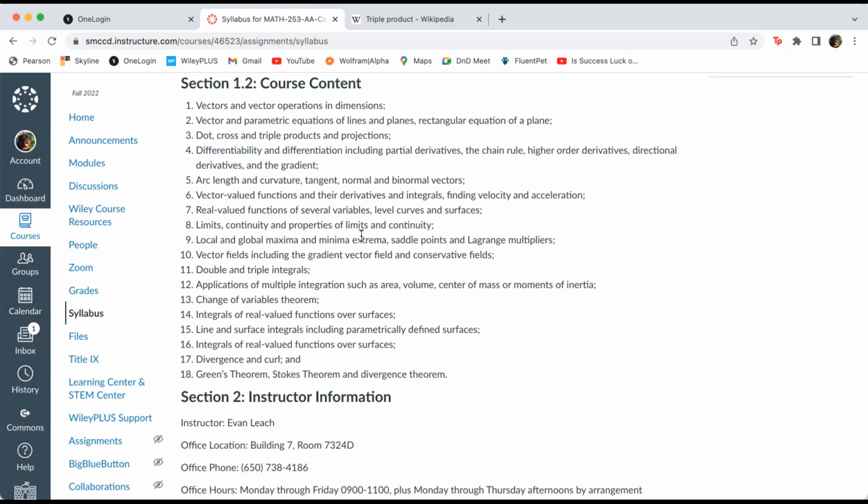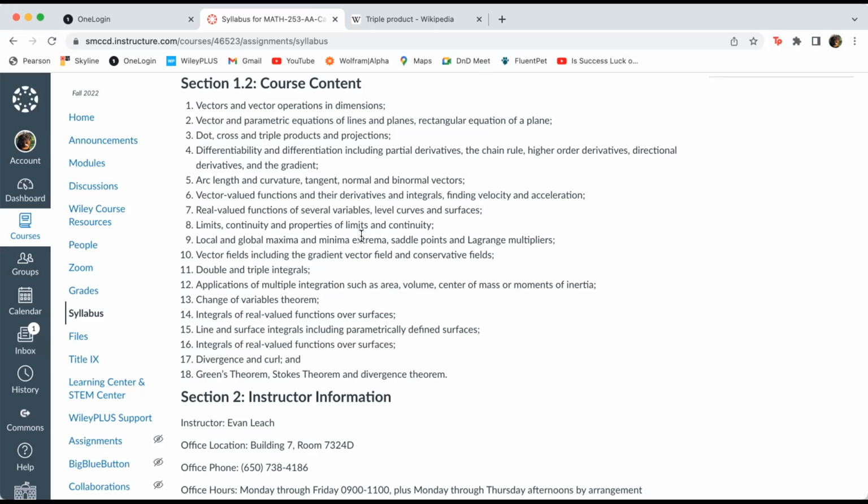All right, applications of multiple integration, such as area, volume, center of mass, and moments of inertia. I don't think I did a center of mass problem. It's an average. You're just trying to find the average. Where's the middle? If there's a bunch of mass on one end of the rod and not so much mass on the other end of the rod, you want to find where the center of mass is. You just got to find where half the stuff is, right?